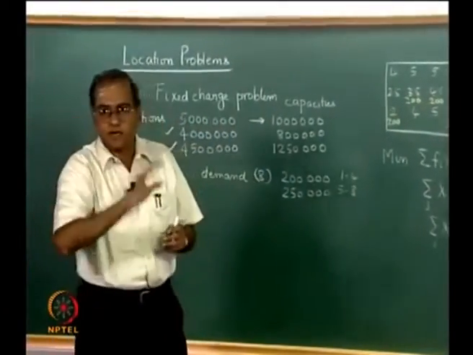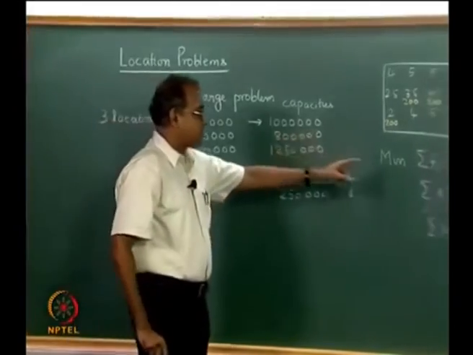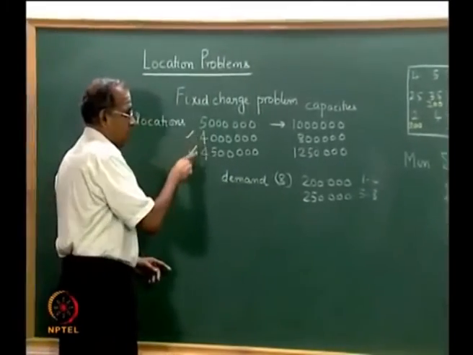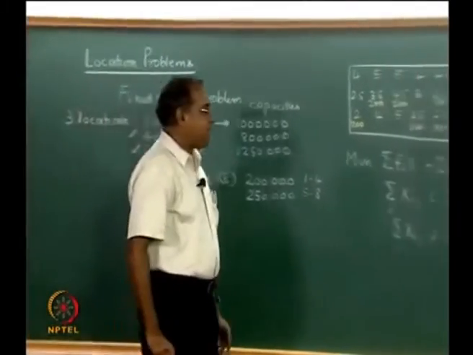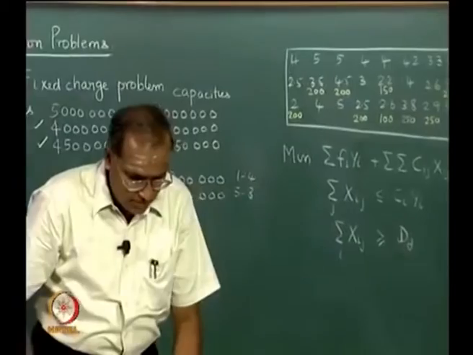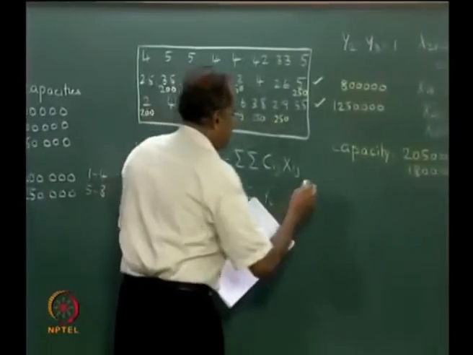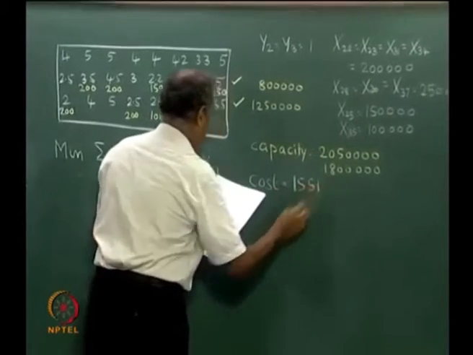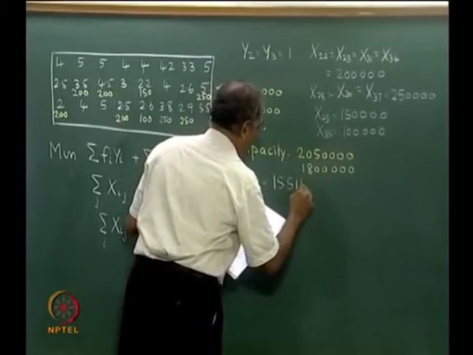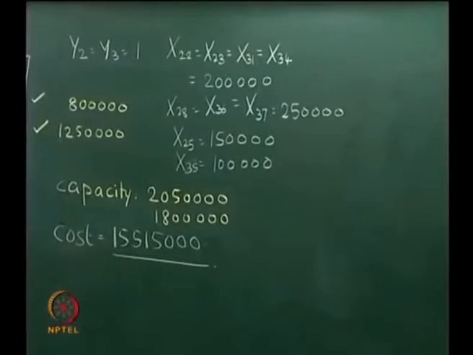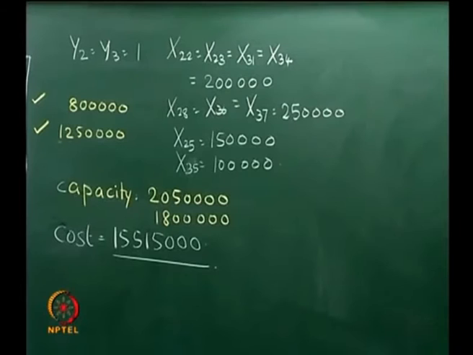So, the cost corresponding to this solution has two components. One is the fixed cost component, the other is the variable cost component. The fixed cost component is the sum of these two, which is 8.5 million. The variable cost component will be the multiplication of these, and the final value when we find out is that the total cost at the optimum is equal to 15,515,000.